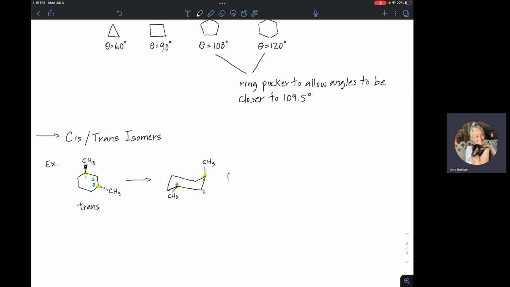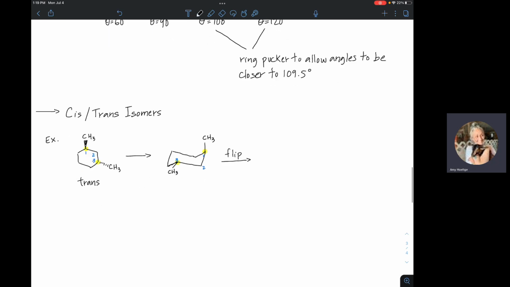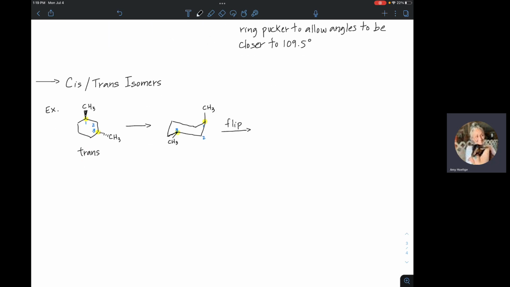I can flip the ring. When you flip the ring, whatever was axial becomes equatorial. Much easier to see if you actually make your model with your kit. So what that means is I'm flipping the chair now, so I've got my lines going in this direction. My long bond is now this one. My little short one goes up like that. Again, parallel to that, a long bond there. And then a short one.